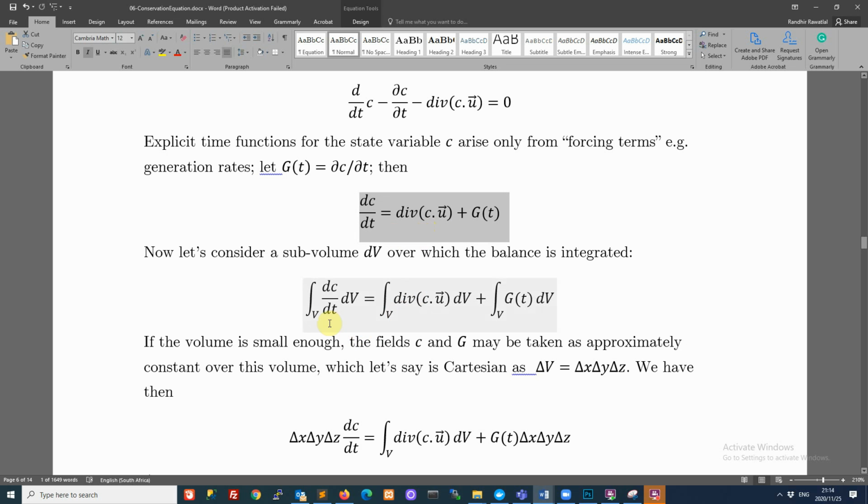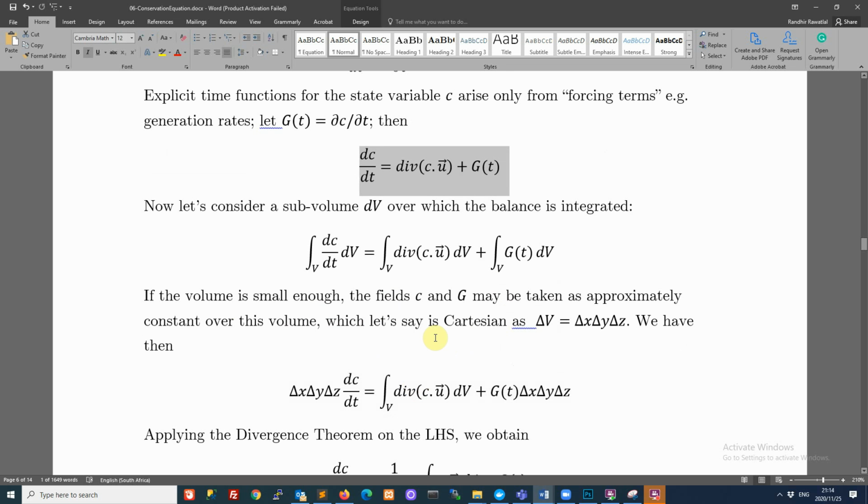And so now if we integrate over this tiny subvolume, then we can say that if it's small enough, then these fields, right, in concentration and generation, will be approximately constant over that volume. And in fact, to do it in the terms that we are more familiar with, let's work in terms of delta x, delta y, delta z, and of course the product of all that is delta v. The reason we do it this way is because we know we can take the limits for these things going to 0, and we can get a better expression there.